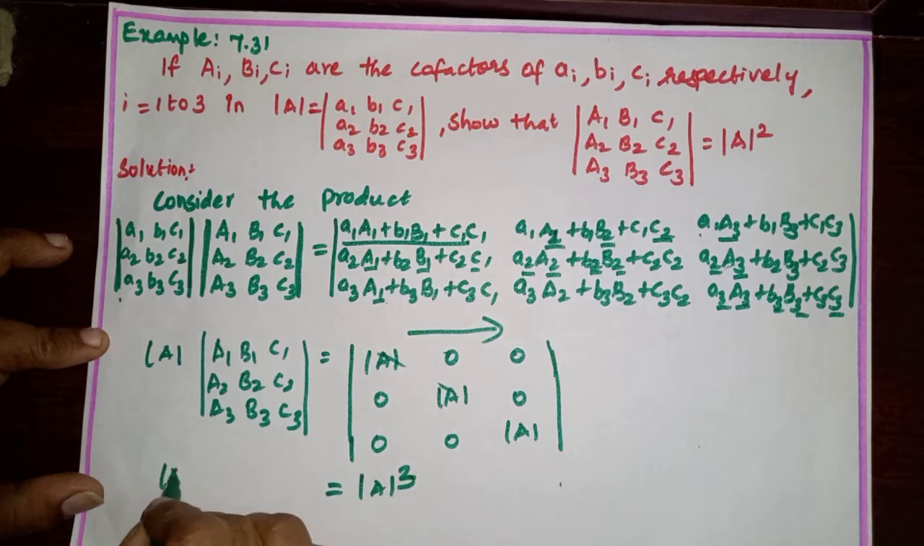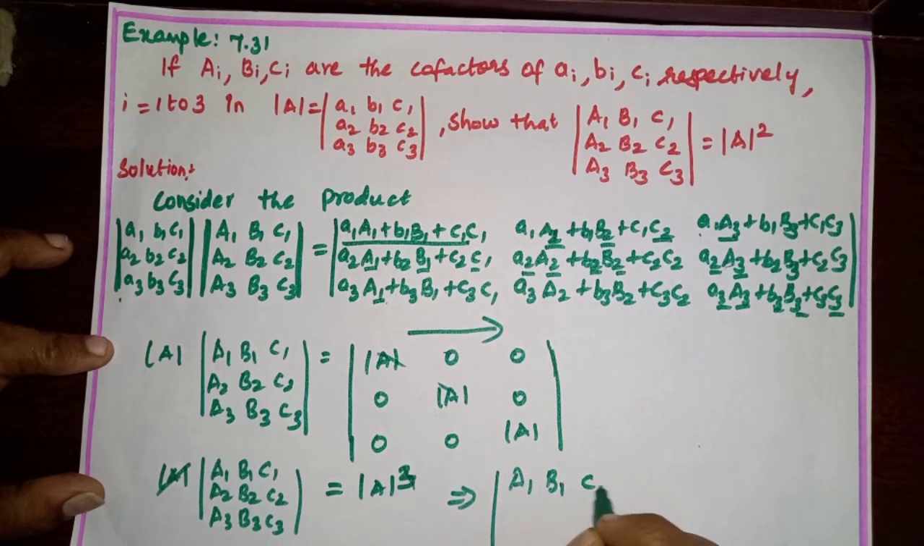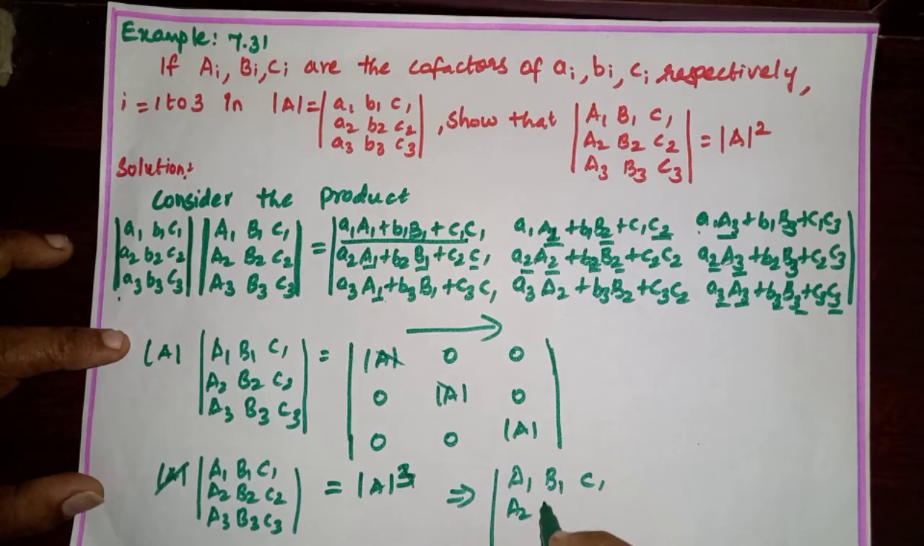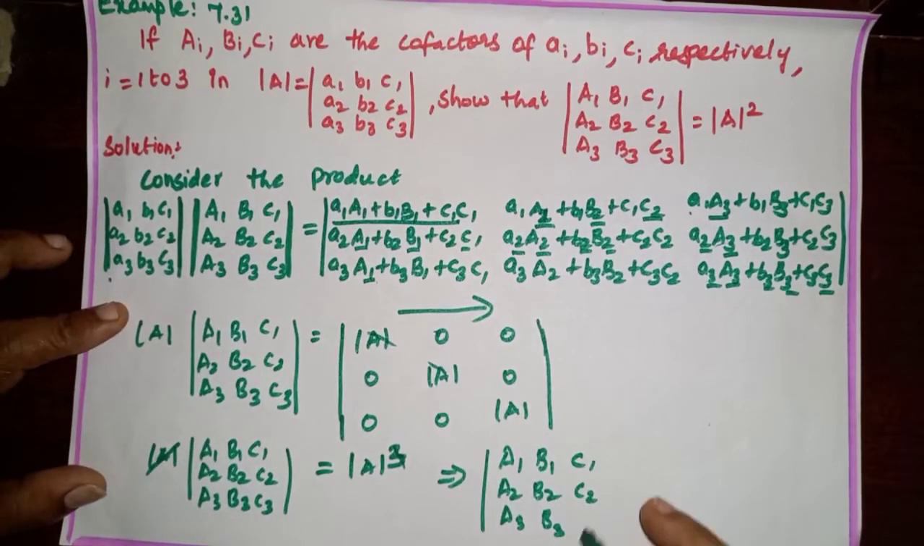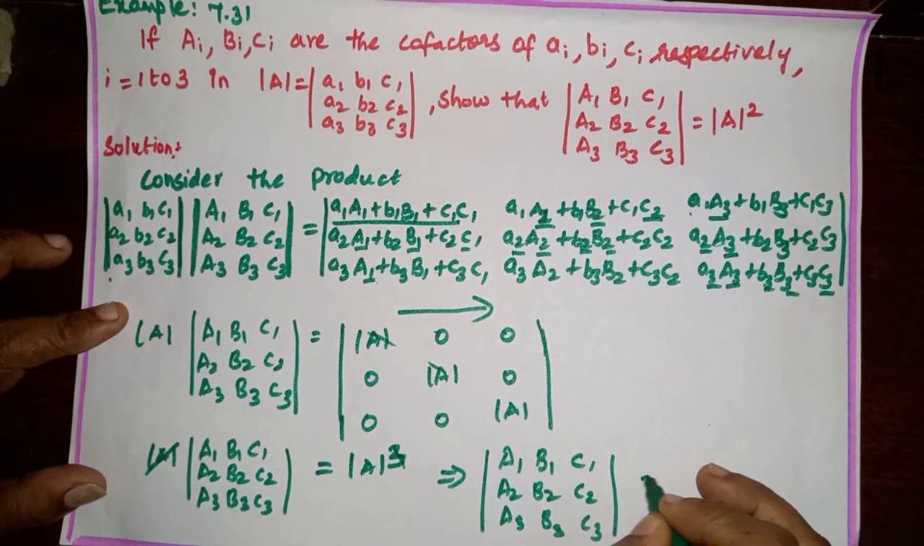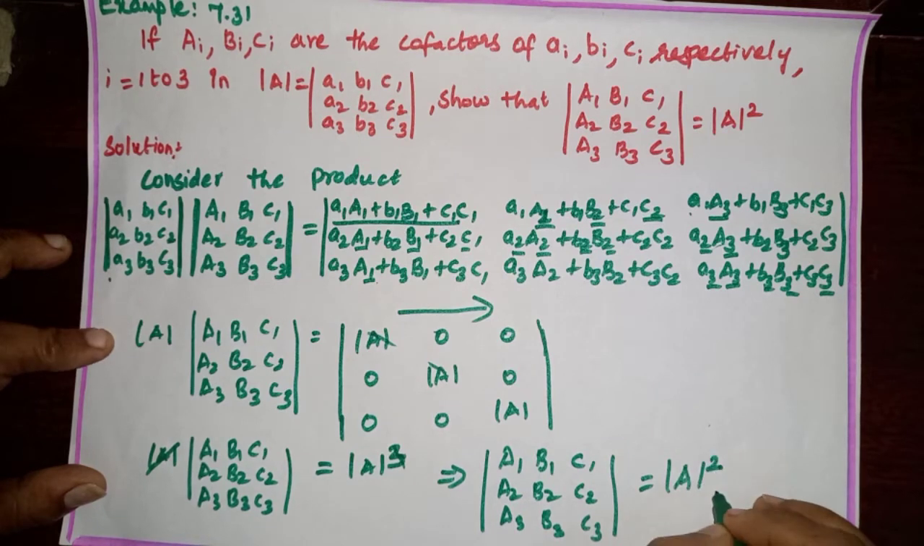Already we have on the left side determinant of A into determinant of A1 B1 C1, A2 B2 C2, A3 B3 C3. One of the determinants will be cancelled, which gives determinant of A1 B1 C1, A2 B2 C2, A3 B3 C3 equal to determinant of A square. We have proved this.